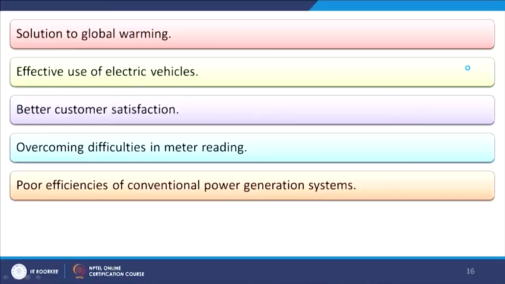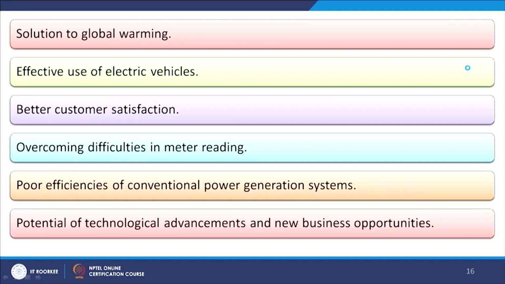Now, better customer satisfaction, quality power or energy, overcoming difficulties in meter reading. Currently we have all manual readings that can be made automated, and poor efficiency of conventional power generation systems. Most of the thermal power plants today are getting old, aged, and their efficiencies are coming down day by day. Potential of technological advancement and new business opportunities.